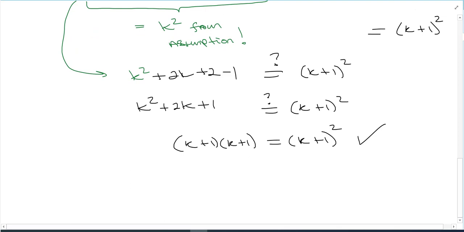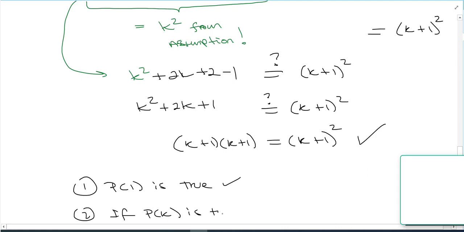So we have shown that P of 1 is true. We have shown that if P of k is true, then P of k plus 1 is also true.